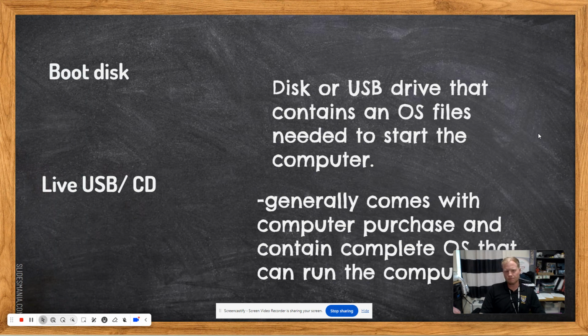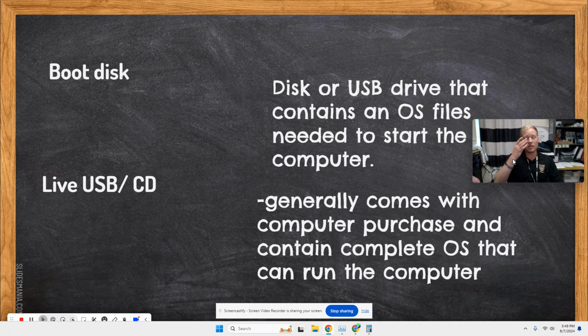But generally, if that is messed up, you will also have access to a live USB or CD. This generally comes when you buy a computer, and it is allowed to start up. It contains the operating system right there and allows you to start there. So, what is the difference there? A boot disk just contains the small section that allows a computer to start up, while a live USB contains the entire operating system. So make sure you know the difference there.